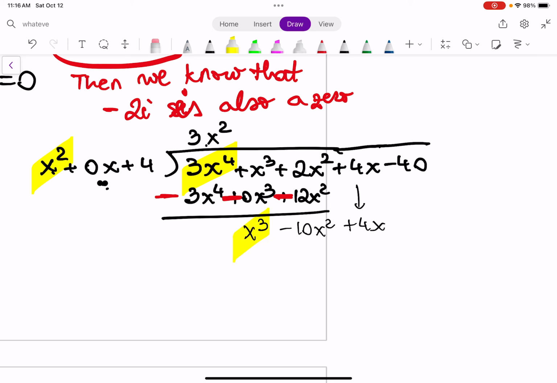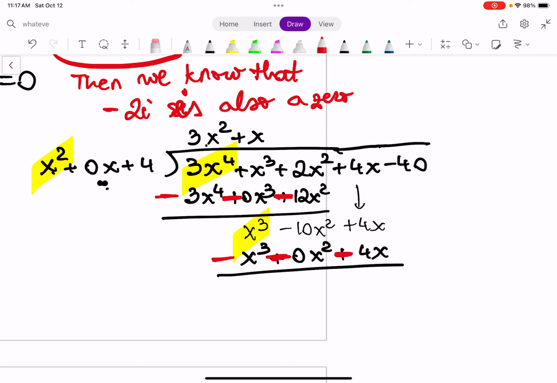x squared goes into x cubed how many times? Well, we just need one more x factor. So x times x squared is x cubed plus 0x squared plus 4x. Subtract everything. So these guys go away, negative 10x squared. And then 4x minus 4x is nothing, but because it's in the middle, I'm going to write 0x and bring down the negative 40.